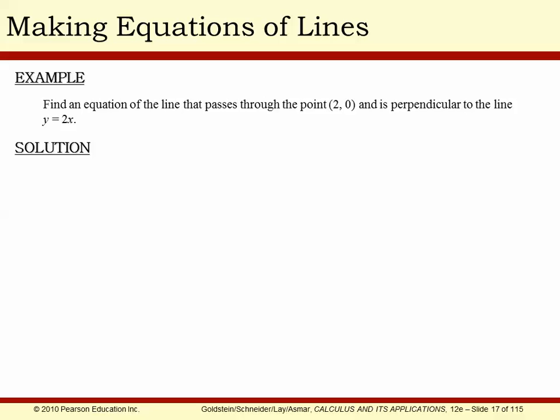Okay, so now we're going to go over the last property of the line. Find an equation of the line that passes through the point 2, 0, and is perpendicular to the line 2x. Now we have a point, we just need to know the slope. Right? We have a point on this line, we don't know the slope, but we know it's perpendicular to the line y equals 2x.